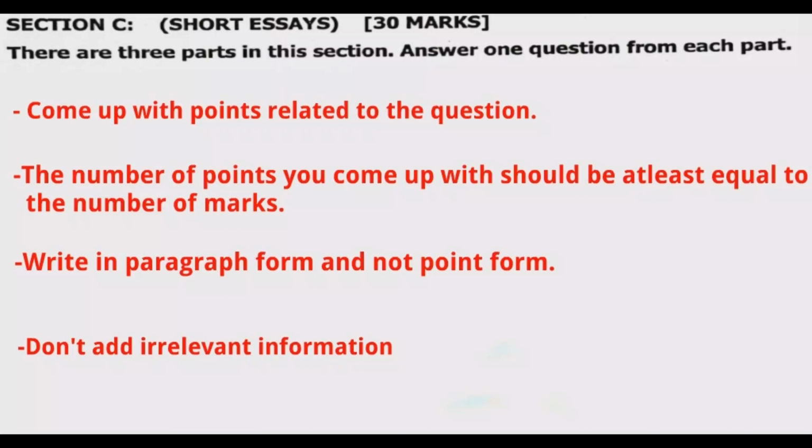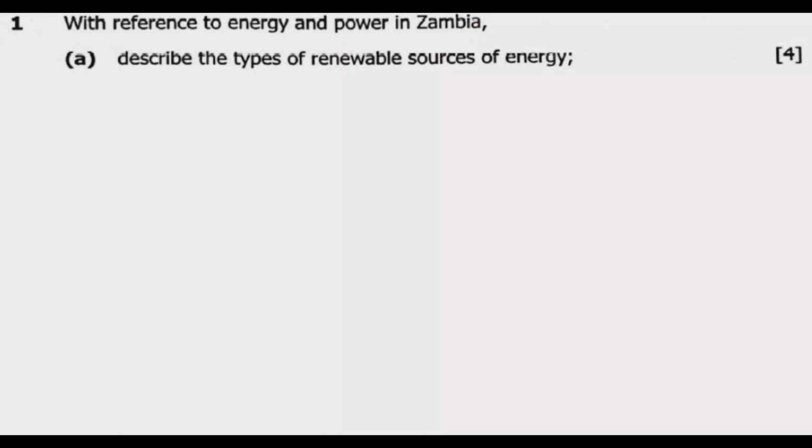Without boring you with a lot of instructions, let's go straight to question number 1. Question 1 was as follows. With reference to energy and power in Zambia, A, describe the types of renewable sources of energy. It carries 4 marks. So what we're going to do first is come up with points that we're going to use to come up with a short essay.